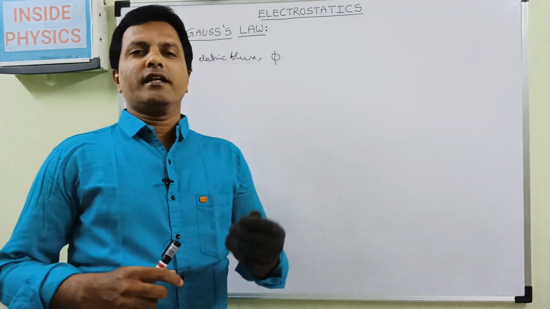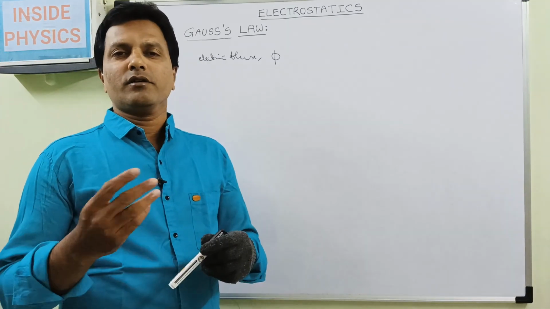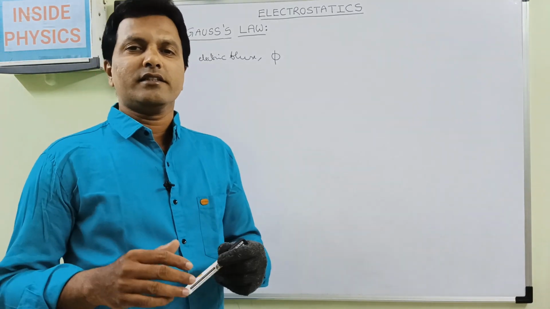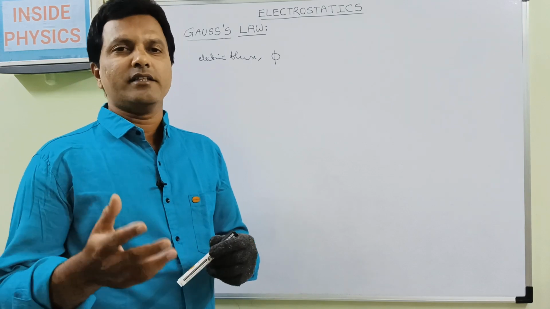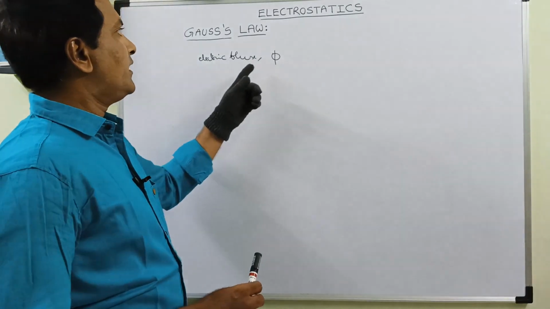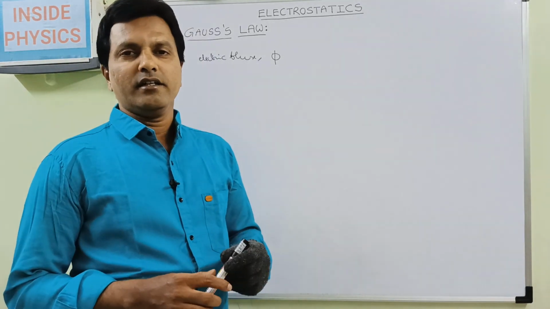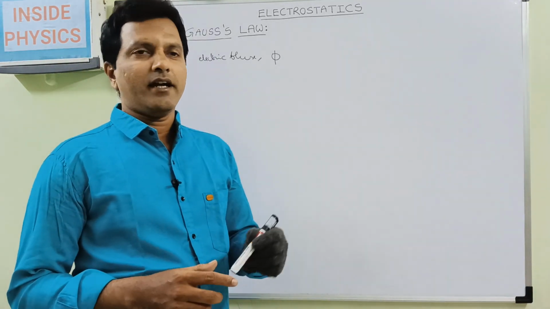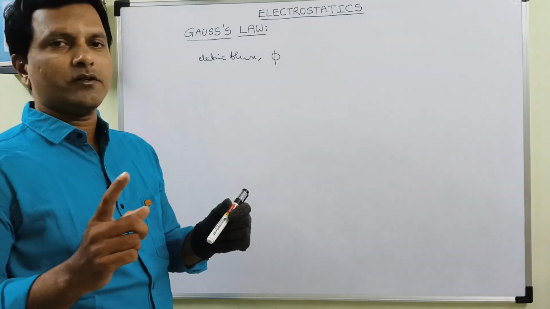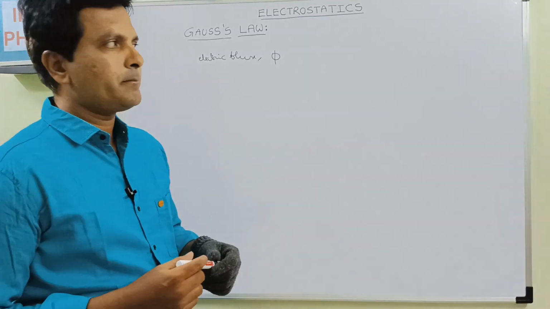So this electric flux is because of the charge, and the charge generates some electric lines of force. Those electric lines of force which are passing through a given area is called electric flux, and this flux should be perpendicular to that given area.